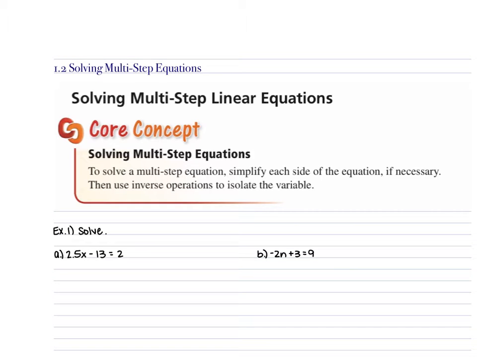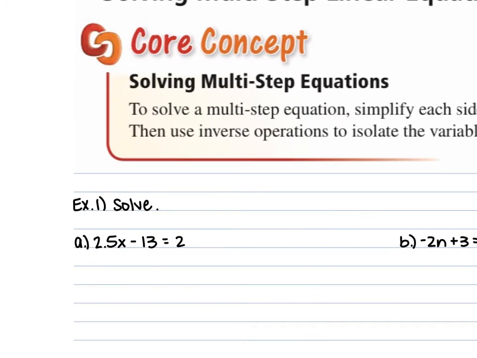1-2 solving multi-step equations. For the first set of examples, we are just solving with A. We have 2.5x minus 13 is equal to 2. So we are going to move the 13 over first by adding it to both sides.